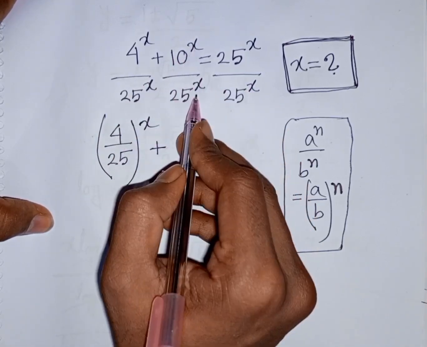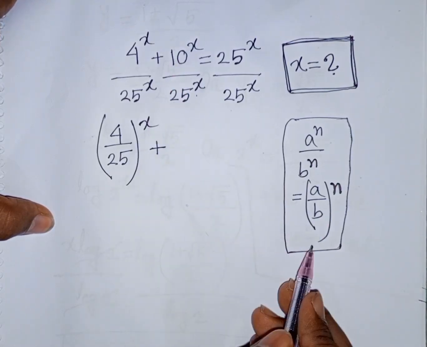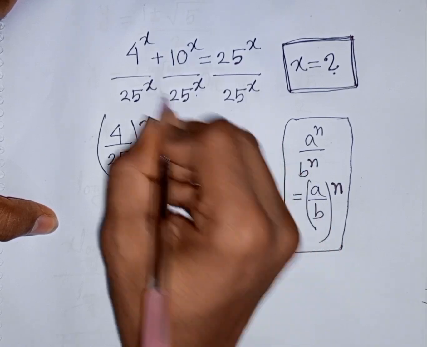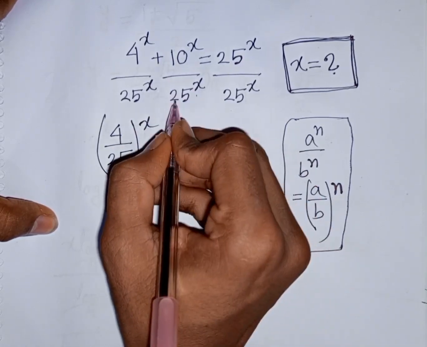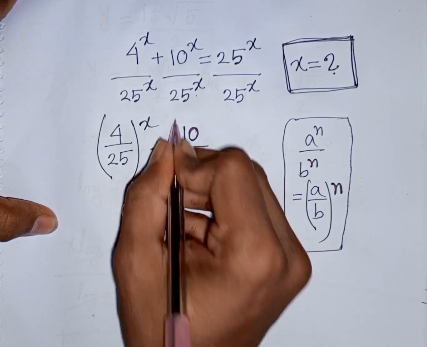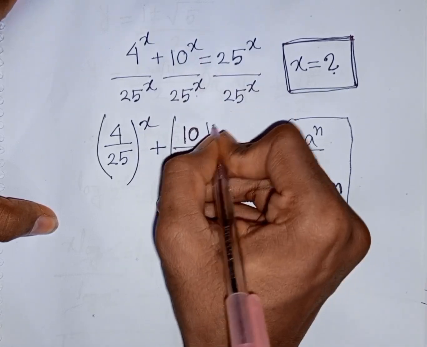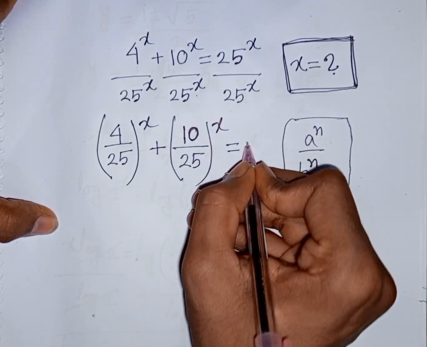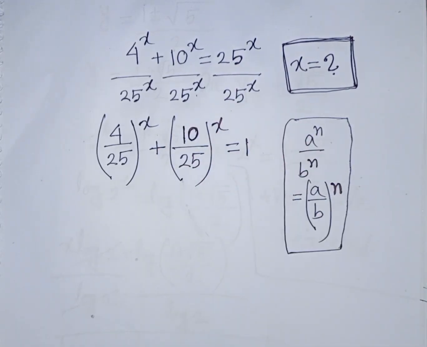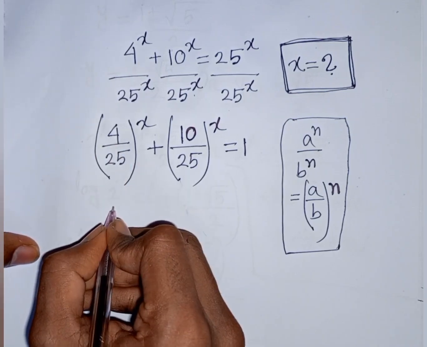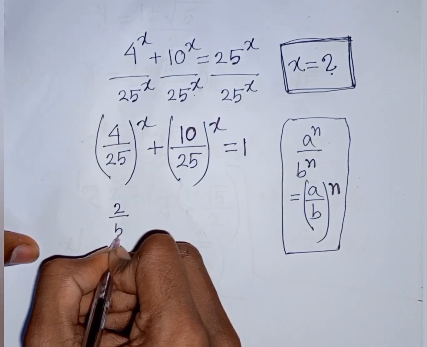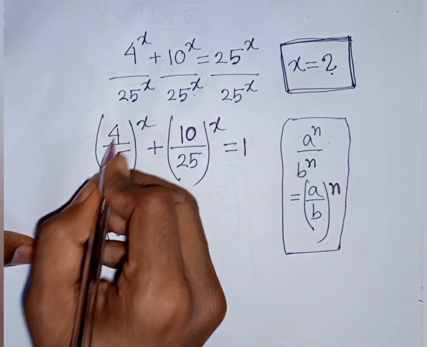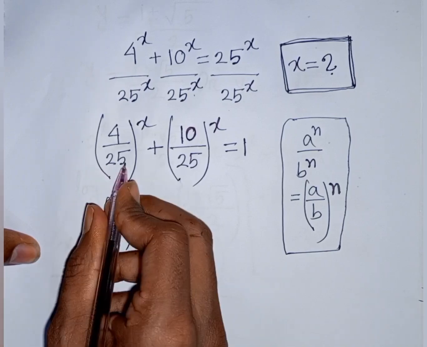again x is the same power but different base. So according to this formula, I can write here 10 over 25, bracket common power x, is equal to this divided by this, that means 1. Now 4 by 25 can be written as 2 over 5, bracket power of 2. 2 square is the same as 4, 5 square is the same as 25.